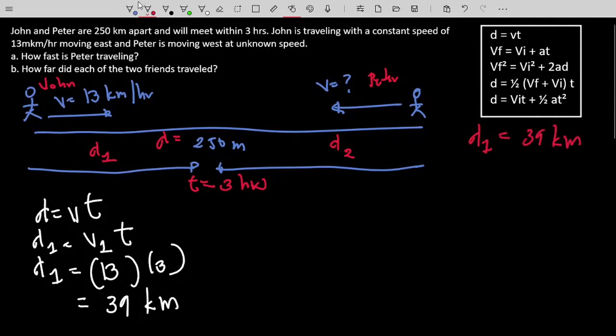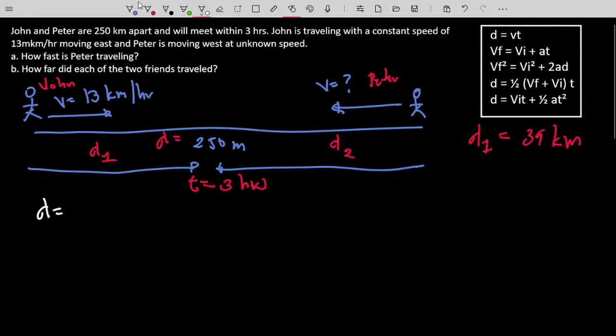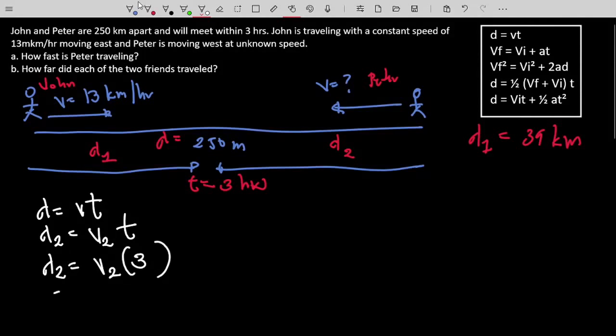This is for John. Now let's focus on Peter. Again, displacement is equal to velocity multiplied by time. For Peter, we have d2 is equal to v2 multiplied by time. Displacement 2 is what we are trying to look for, and velocity 2 is also what we are trying to look for. Now we have 3. So this should be our equation. Simply d2 is equal to 3 multiplied by velocity 2.